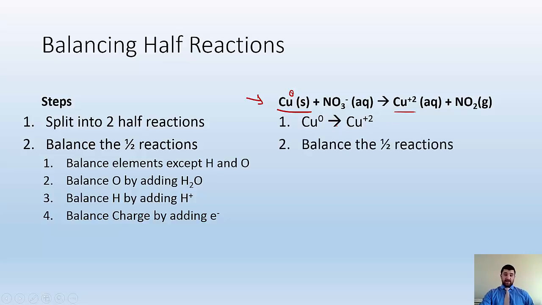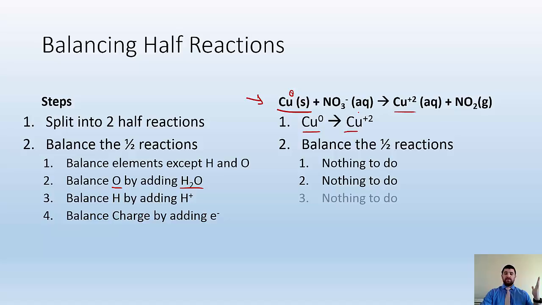Next, I've got to balance this half reaction. So I've got to first balance elements except H and O, and I only have copper, and there's one on each side, so I've got nothing to do there. Now I've got to balance oxygens by adding H2O. Well, there aren't any on either side, so I've got nothing to do in this step either. Third step, I've got to balance hydrogens by adding H+. Same deal. I don't have any hydrogens, 0 on both sides, nothing to do.